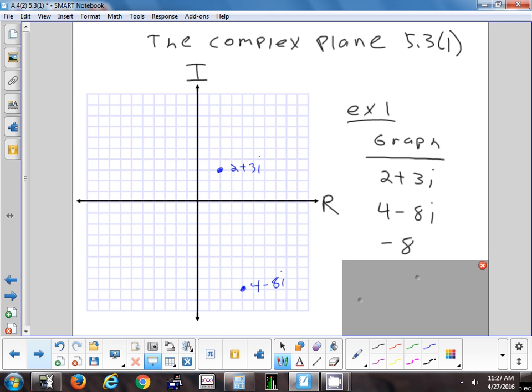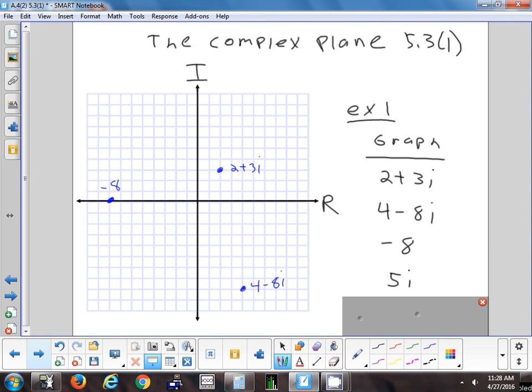Nick, what's the real part in this number? Yep, what's the imaginary part? It doesn't have it, so it would be... Yes, this is a real number, and the imaginary part, if it's not there, is 0. Okay, so this is like graphing the point negative 8, comma 0. So how would you graph negative 8? Yeah, to the left 8 units. And we don't go up or down because there's no imaginary part.